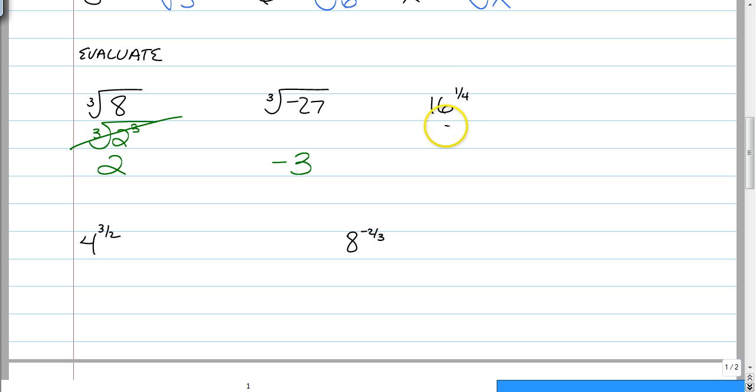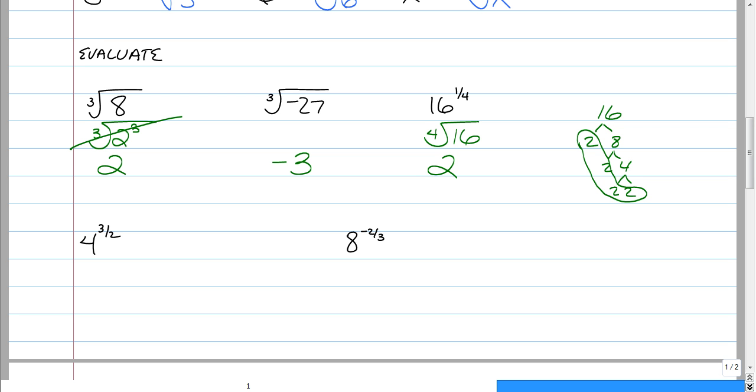16 to the 1/4. If you're not used to thinking about it that way, you could always rewrite it as what's the 4th root of 16, which would be 2, because 2 times 2 times 2 times 2 is 16. So how did I do that without a calculator? Well, good old-fashioned factor tree. If I didn't allow you to use a calculator, it would just be 2 and 8, 2 and 4, 2 and 2. You're done. And since it's 4th root, you circle 4 at a time. So that's just another way you can do it. Or, of course, if you're allowed to use your calculator, you just use your calculator.